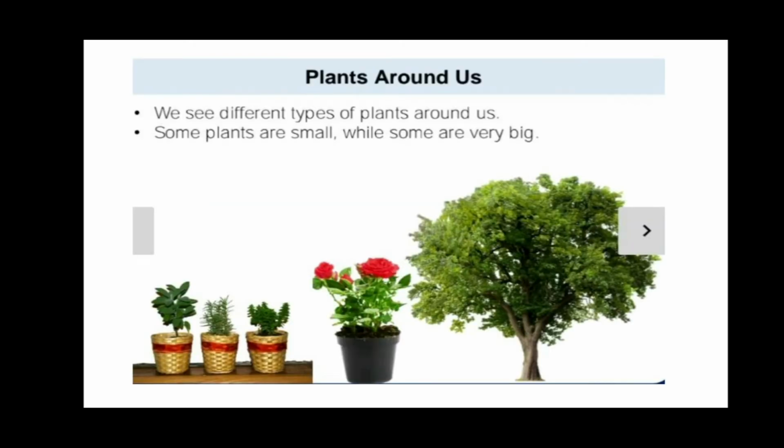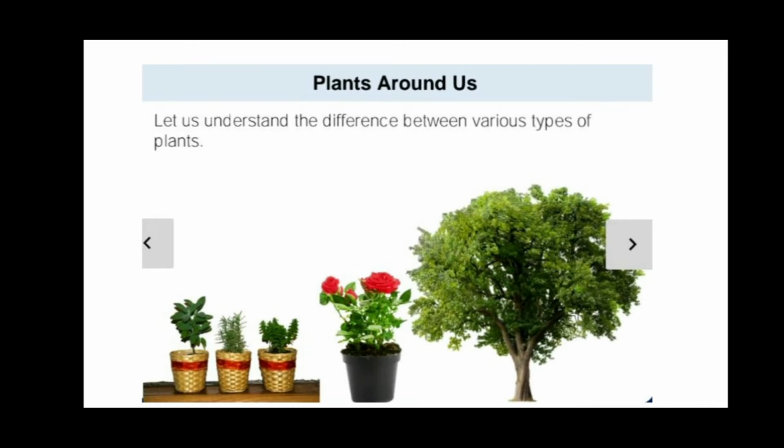We are moving to the main topics, that is the types of plants. Okay. We see different types of plants around us. Some plants are small while some are very big. Whereas the grass is very small, but if you see the mango tree, they are very big. So, let us understand the difference between various types of the plants.